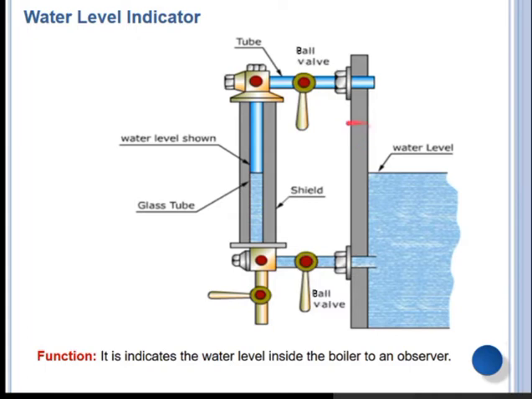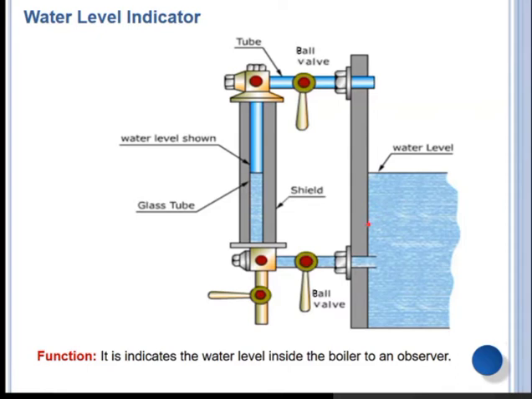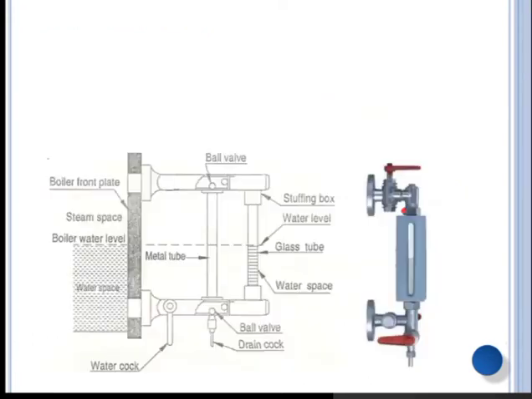So how does it measure the water level? Here you can see the different components. Here there is a valve, and glass where the water can be shown. Tubes are there. When you open this valve, the water comes in from here, and from the top the steam comes in. So let's start. First, the function of the water level indicator is that it indicates or measures the level of water inside the boiler shell.